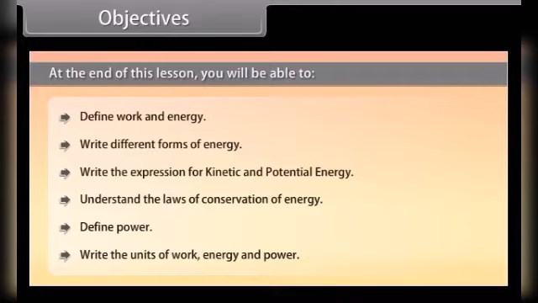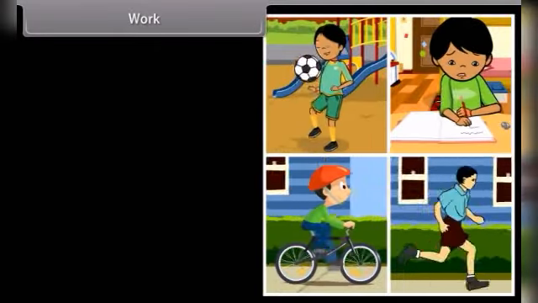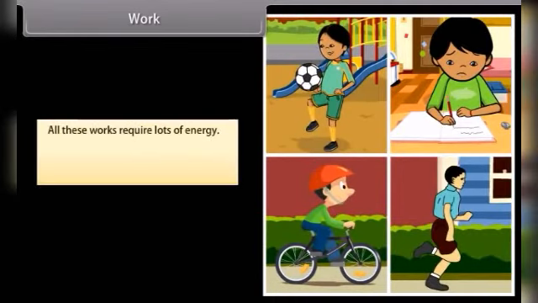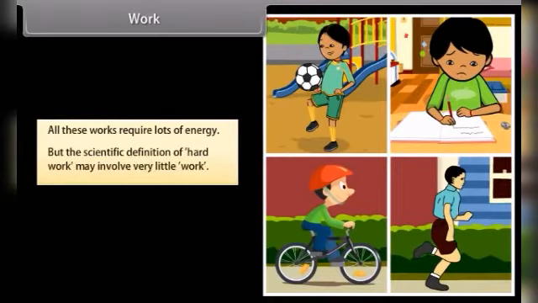Dear students, right now just listen to this animated video and you will understand about work, energy and power. Okay, friends, we do lots of work like playing, studying, cycling, running, etc. All these works require a lot of energy. But the scientific definition of hard work may involve very little work.